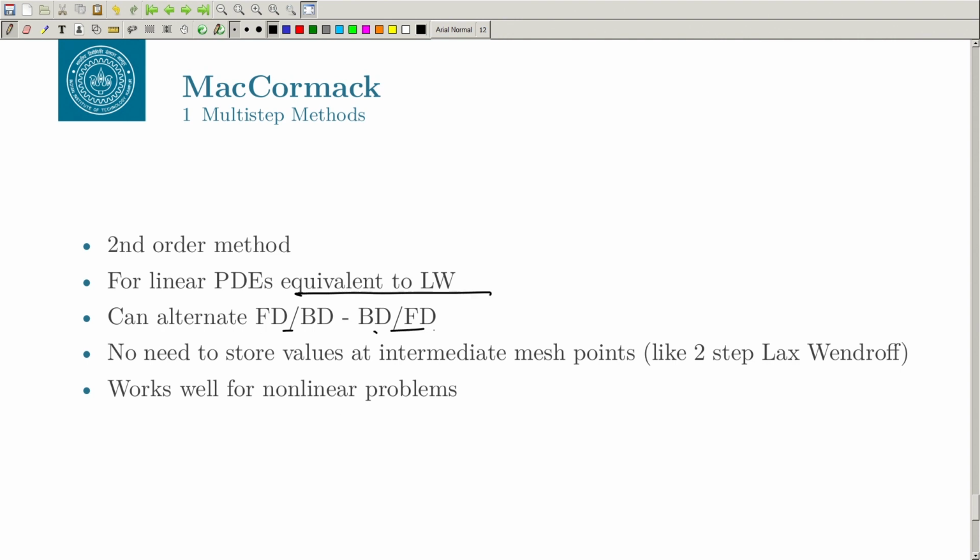You can alternate these two. The advantage of this is no need to store values. So, you do not need i plus half and i minus half and so on and so forth. And this works well for the nonlinear problems.